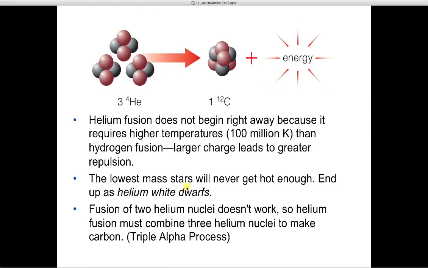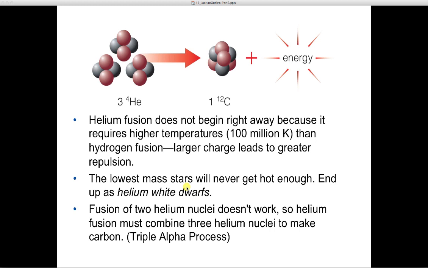Helium fusion doesn't begin right away because the temperature has to get to a certain point. And so gradually the temperature is going to rise. Eventually it's going to get up to 100 million Kelvin. Once it does that, then we can start taking these helium nuclei and squeezing them together to form carbon. And this happens in a particular process. It's called the triple alpha process.